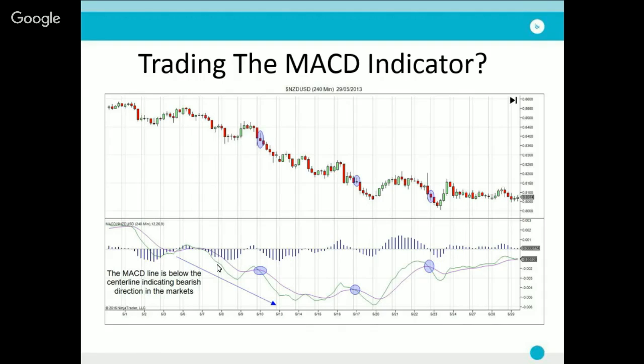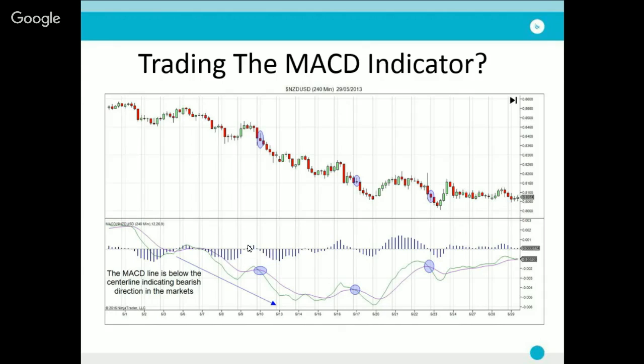So basically what we want to look to do is identify the MACD line as being either bullish or bearish, and then look for a confluent crossing of the signal line for an entry point.